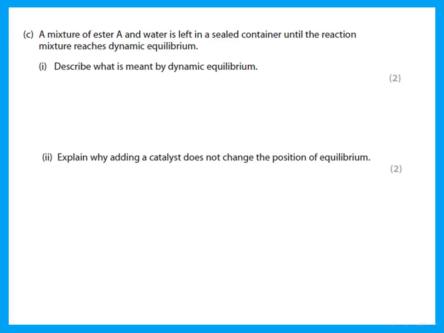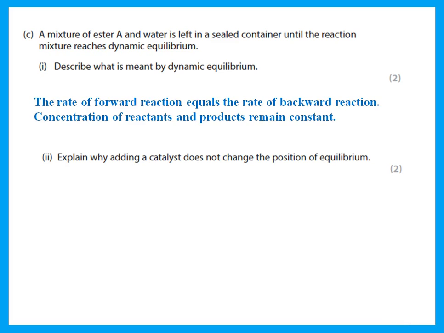Okay? A mixture of ester A and water is left in a sealed container until the reaction mixture reaches dynamic equilibrium. Remember that this reaction was reversible. Now, what is dynamic equilibrium? You have to remember the definition. The rate of forward reaction equals the rate of backward reaction, and concentration of reactants and products remain constant. Don't say remain the same. They're not equal. The reactants is not equal to products. But the reactants are a certain number that does not change, and the products are a certain amount that do not change. So the concentration of reactants and products remain constant. These are the conditions for dynamic equilibrium.